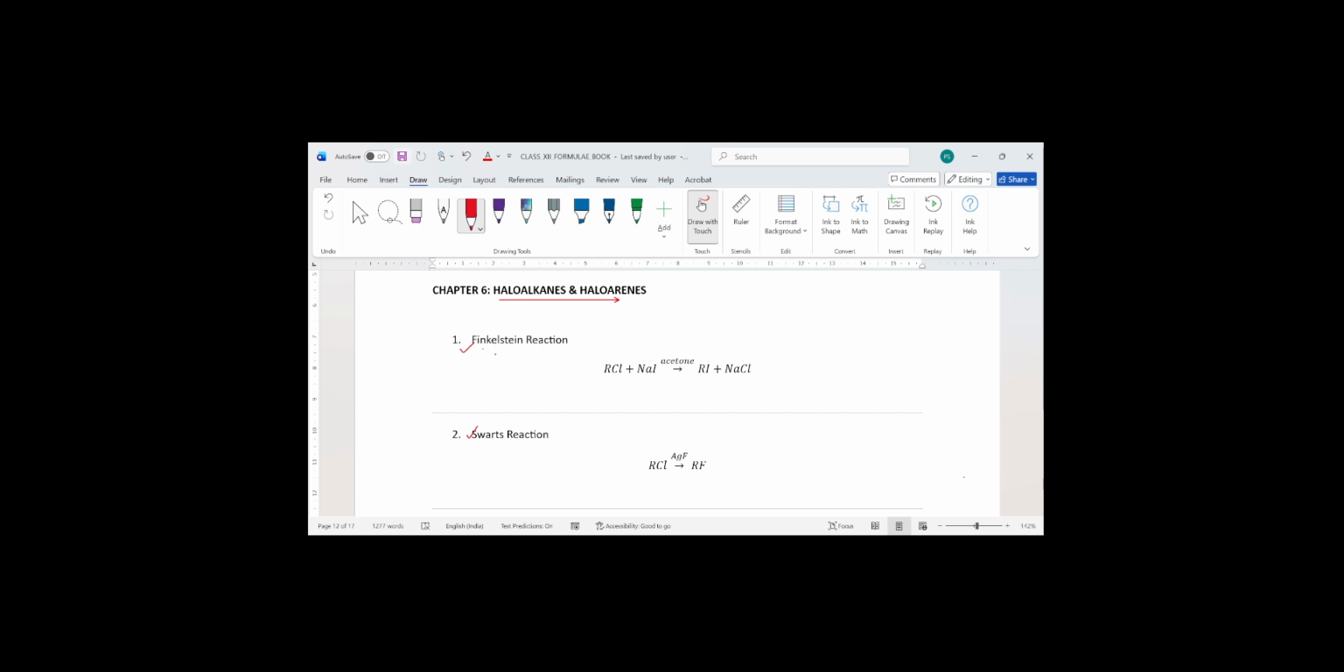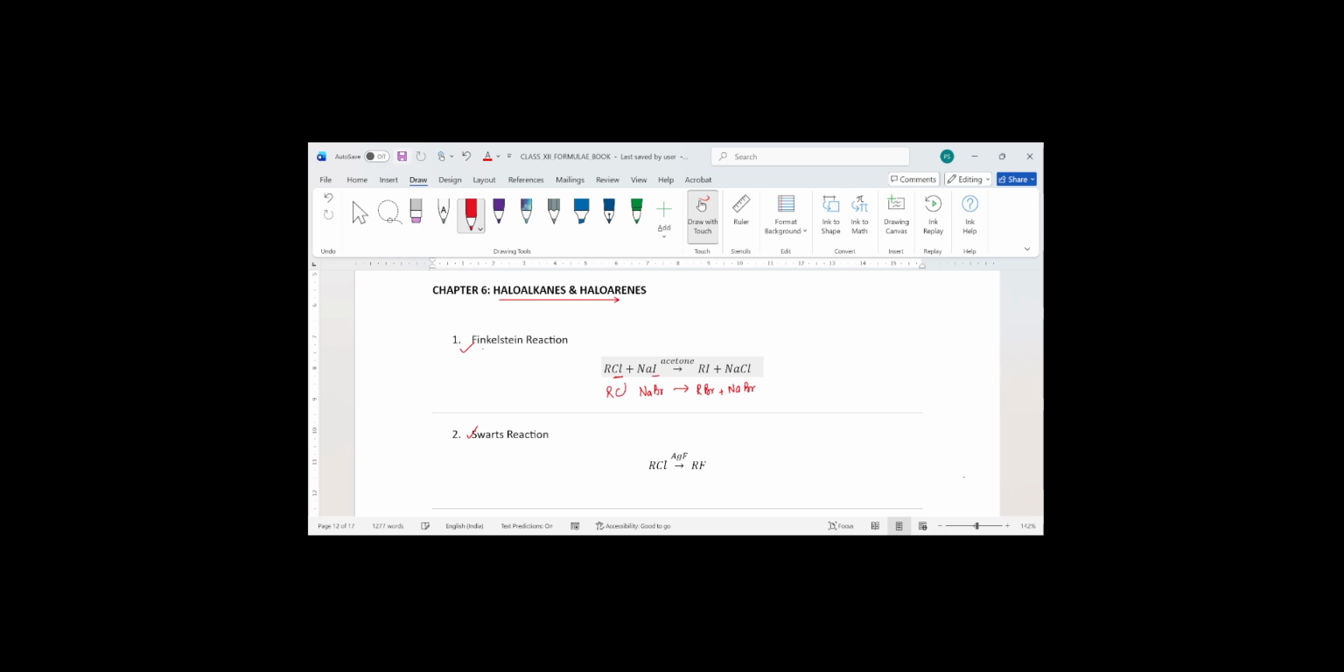In Finkelstein and Swarts reaction, chloride which is attached to alkyl gets replaced with fluoride, bromide or iodide. Now in Finkelstein reaction, chloride gets replaced with iodide or it gets replaced with bromide using acetone. So you're going to get RBr plus sodium bromide, right?